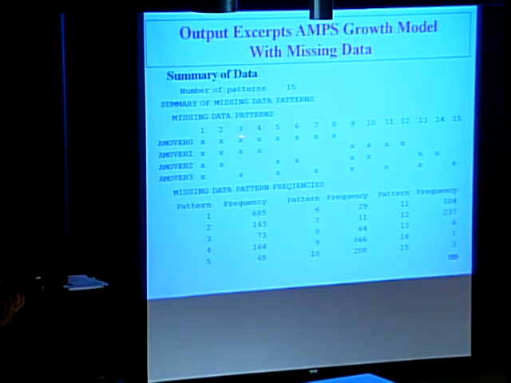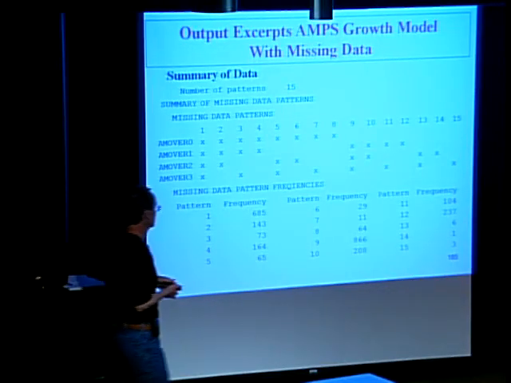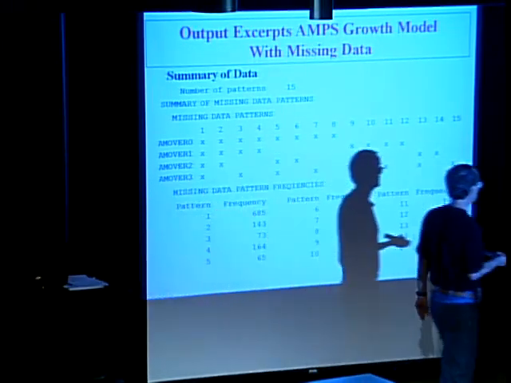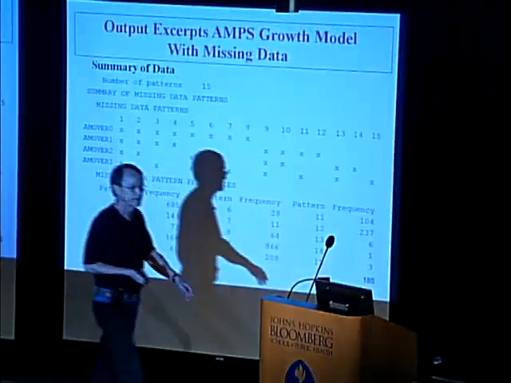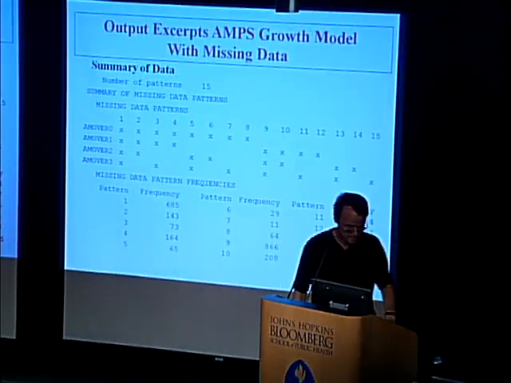Pattern 3, we would call intermittent missingness. They have missingness at the 3rd occasion, but come back for the 4th. There are 73 of those. Pattern 4 is, again, a dropout pattern. They drop out after the 2nd time point, and so on. So you get a feeling for which variables have missingness and what kinds of patterns are common in the data.